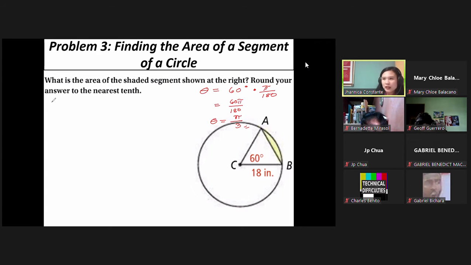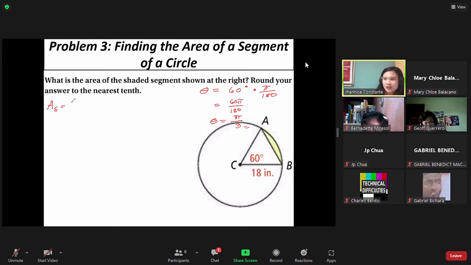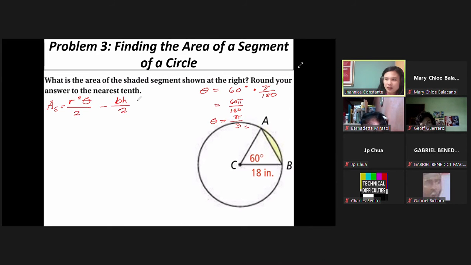Our formula for the area of the segment is radius squared multiplied by the angle divided by 2, minus the formula for the triangle, which is base times height divided by 2.